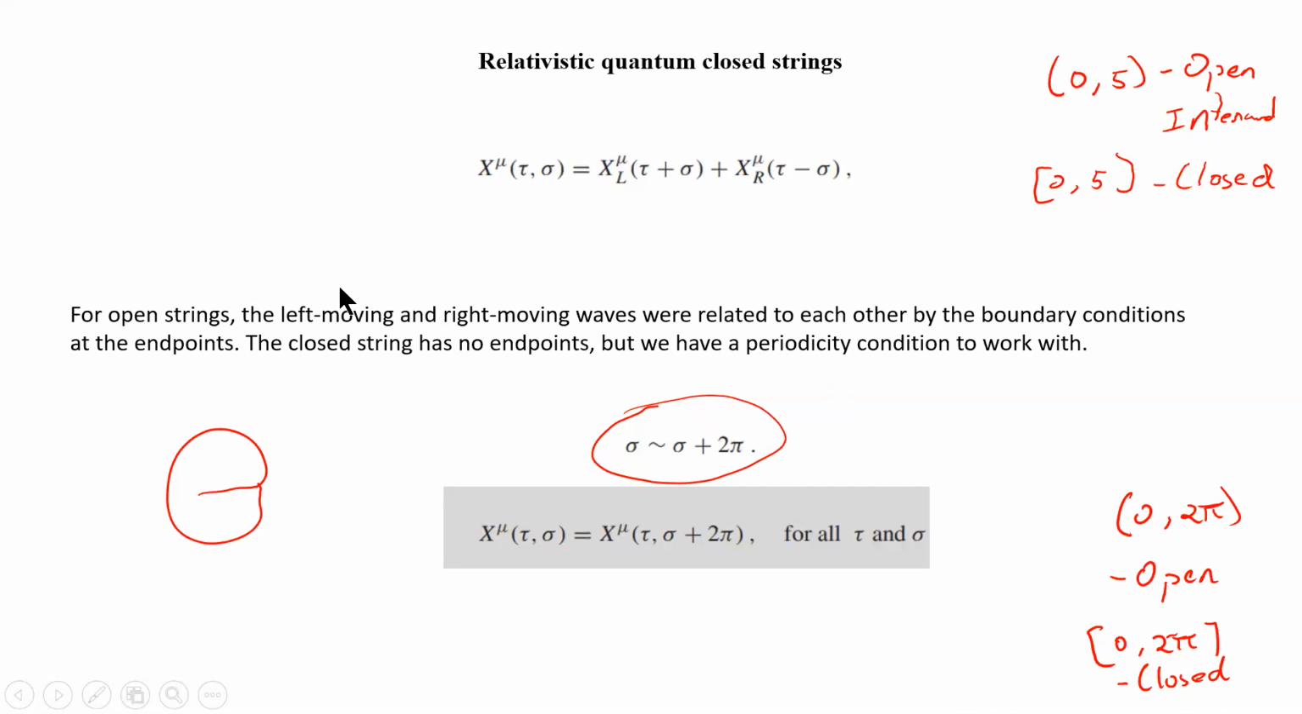Okay, and for an open string, generally the solution of any string problem reduces to waves. If we have a solution in terms of waves, we have waves moving towards the left and waves moving towards the right. The boundary conditions at the endpoints of the string will relate the waves moving to the left and the right. However, for a closed string, we have a periodic boundary condition to work with. Okay, so that is expressed in mathematical form this way.